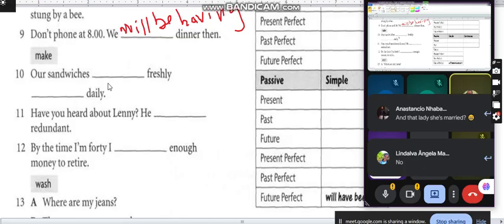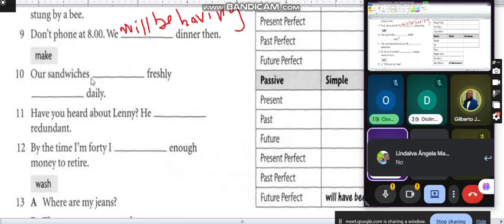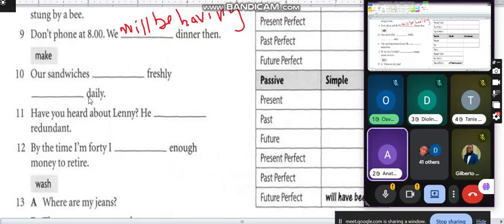Obviously, present simple, passive. Something happens on a daily basis. So our sandwiches are freshly made daily. It's a regular action that happens. Okay, thank you guys. Let's go to number 11.